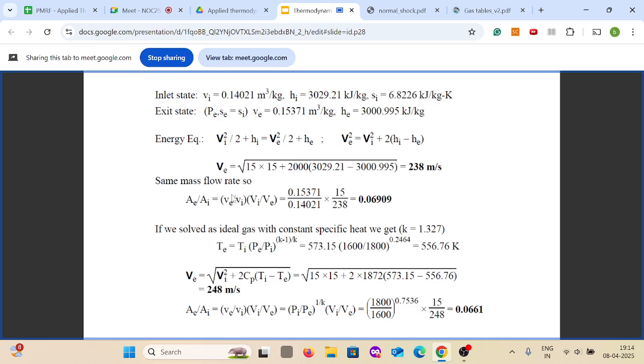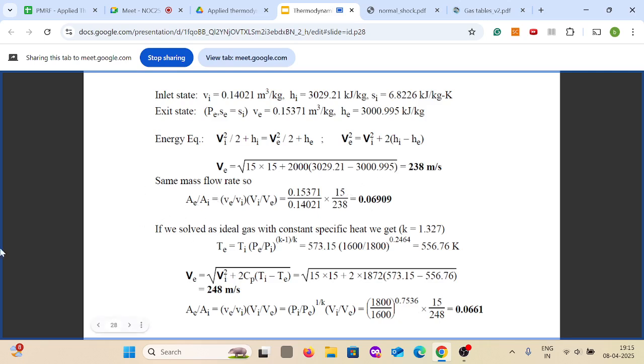Next is the area ratio. So for area ratio we can do a mass balance. So mass in is mass out. Mass we can write as rho A V, so rho into volume flow rate, and volume flow rate is area into velocity. Rho you can write as 1 by specific volume. So A exit by A inlet is specific volume at exit by specific volume at inlet into velocity at inlet by velocity at exit. So we get 0.15371 into 15 divided by 0.14021 into 238, which comes out to be 0.06909. So that is the area ratio.